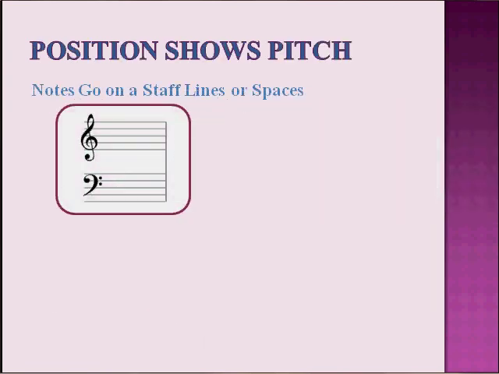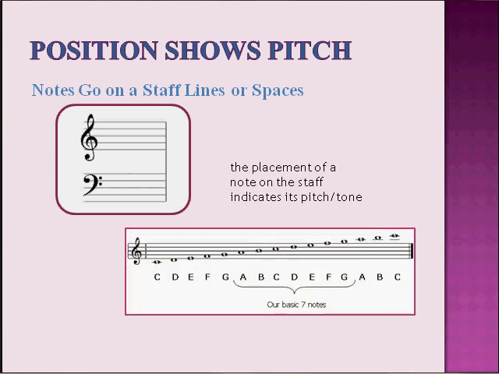Positions show the pitch. Notes go on a staff, on lines or spaces. The placement of a note on the staff indicates its pitch or position. As you can see, we can start here and go all the way up this one treble clef on our staff, and then we see that we have our 7 basic notes inside of that, but we've used them over and over, and somewhere on that staff is the note name.